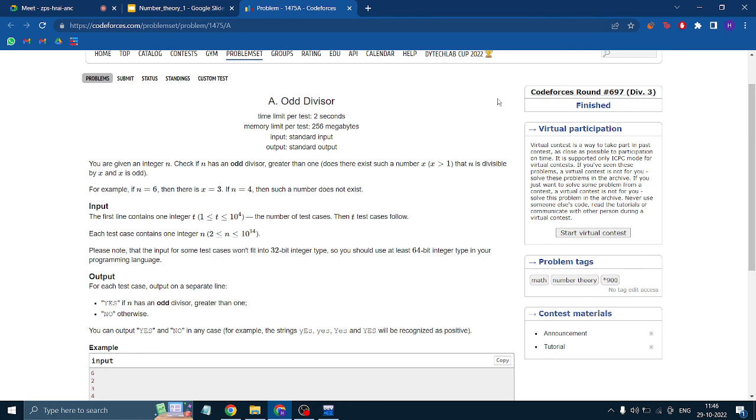Because 2 is the only prime factor that can be even. All the other prime factors are odd. So all we need to check is whether n is a power of 2 or not. For this we keep dividing n by 2 while it is even, and if the result is 1, then we have our answer that n does not have an odd divisor, and if the result is not 1, then it does have an odd divisor. So this will be our solution.